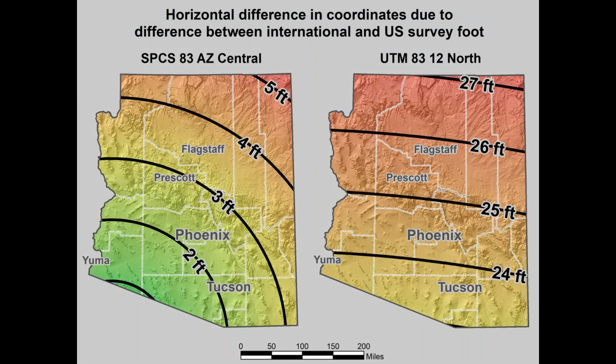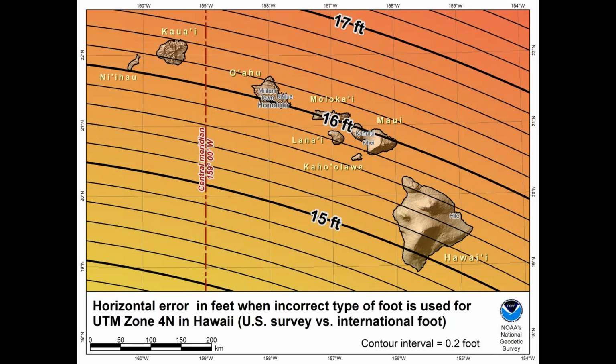So, like I said, there's a difference between the coordinate system and what you'll get when you're using international foot and survey foot. This is a change that you'd see in Arizona. It's between 1 to 5 feet. And if you're doing UTMs, it's between 23 to 27 feet. So if you're trying to overlay two projects, you could have problems. You wouldn't be able to see the difference. And in Hawaii, for the UTMs, the error is going to be from 15 to 17 feet. So these are issues that you have to take care of and be cognizant about.